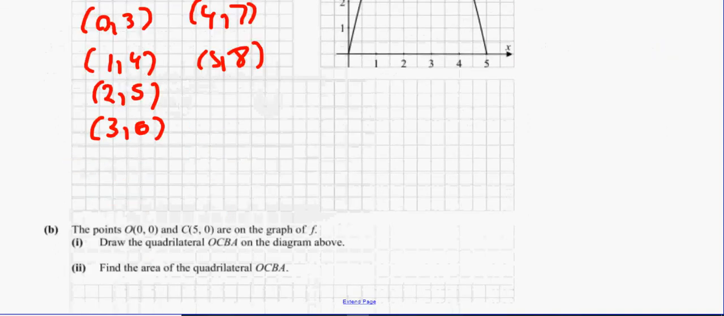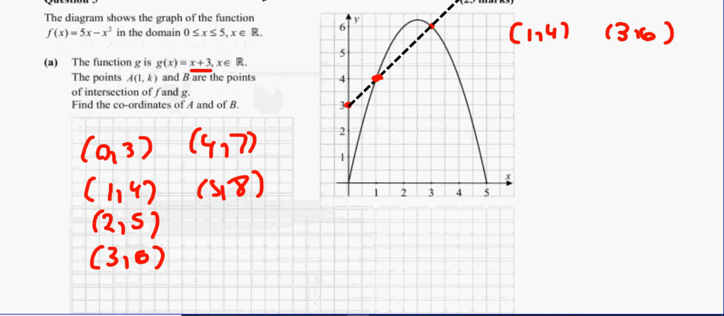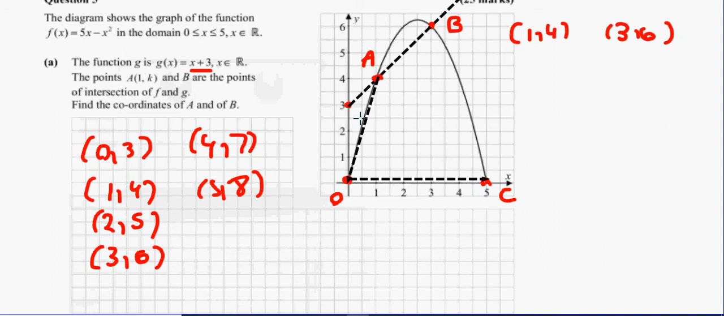Now what does it want from me next? Find the area of OCBA. OCBA. Okay. So what is OCBA? That's O. That's C. That's A. And that's B. Does anybody remember how to do this? AB and BA can be interchanged if you want. What type of shape is it? It's a weird shape, isn't it?